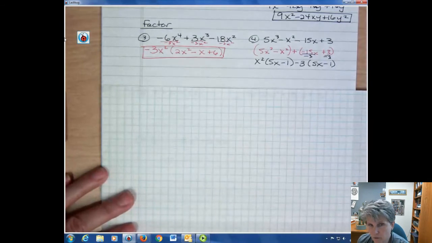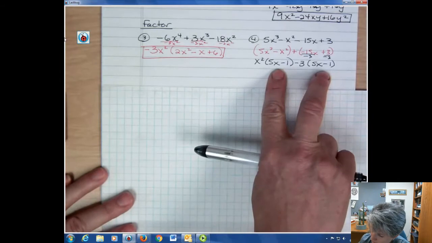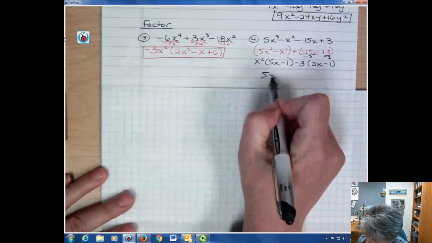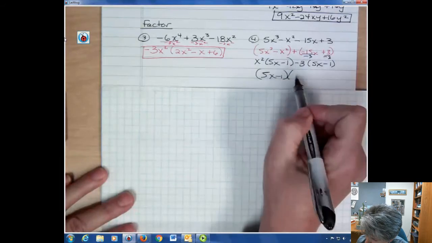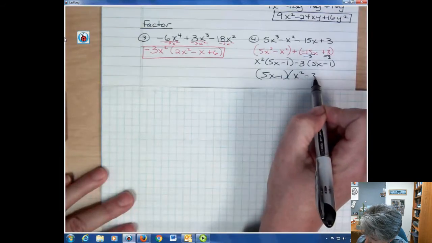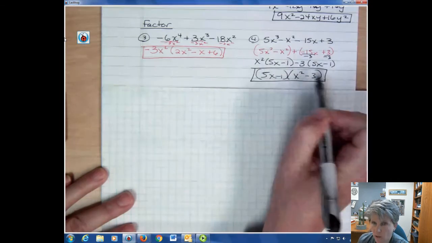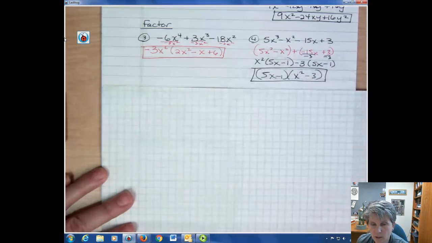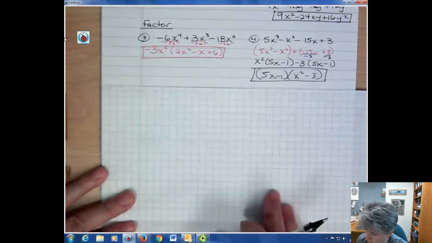And now, if you've done this correctly, these two things should match, and they do. We can take out the 5x minus 1, and that leaves x squared minus 3. It doesn't matter which one of these you write first, but you don't write the 5x twice. The 5x minus 1, I mean, is what they have in common. So you write that one time out front, and then you write what they had that was different in the second set of parentheses. That's factor by grouping.